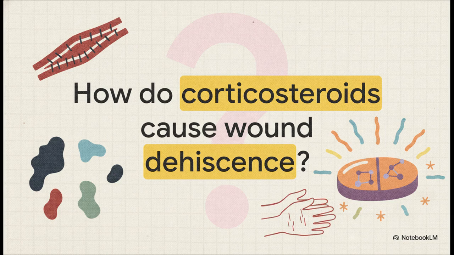Healing doesn't happen in a vacuum, so let's see what happens when things get disrupted. What is the principal mechanism of systemic corticosteroids that leads to wound dehiscence? Meaning, why do the wounds literally burst open? A, act as potent vasodilators. B, inhibit the initial inflammatory response and fibroblast proliferation. C, selectively consume circulating fibrinogen pools. Or D, enhance the activity of epidermal keratinocytes.